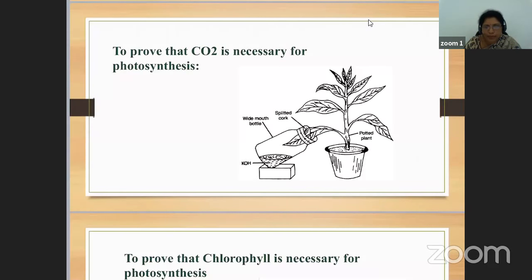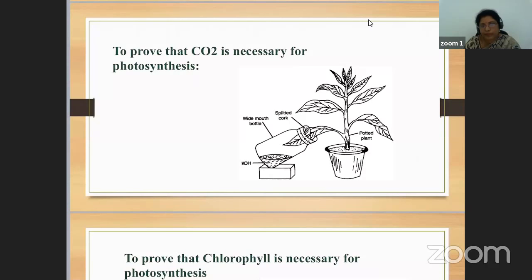Then it is boiled in alcohol. We boil in alcohol to remove the chlorophyll. And you should note here, children, that chlorophyll is insoluble in water but soluble in alcohol. So this is also known as bleaching.